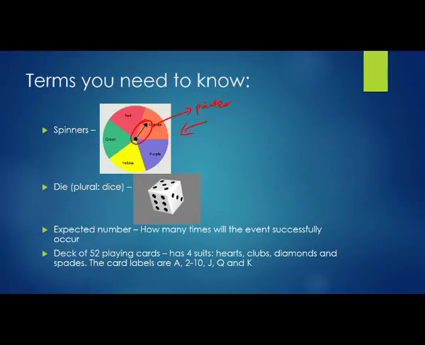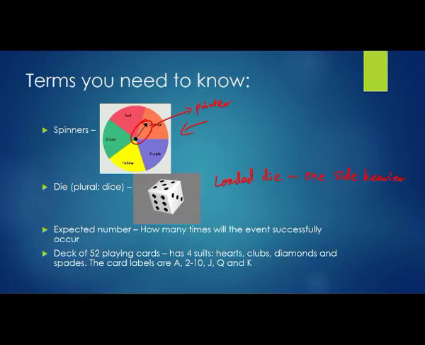So die, or plural dice, okay? You should have seen a dice before. There is also a separate one called a loaded die or dice. A loaded die tends to have one side heavier. So then it leans on a certain side more.